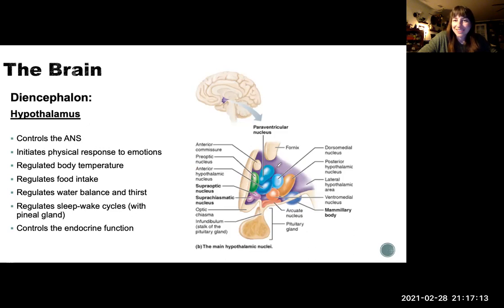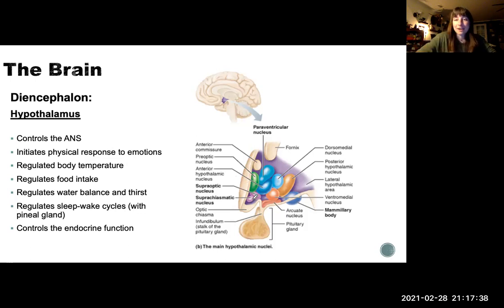your hypothalamus, which again is not something that's necessarily voluntary. It regulates your body temperature, again, not voluntary. It regulates your food intake. So it basically tells you when you're hungry, right? Which is not voluntary. You're going to feel hungry when your body decides that you're hungry. Your water balance and thirst, it's going to decide when you feel thirsty, which is usually after you're already dehydrated, right? It regulates your sleep-wake cycles, okay?